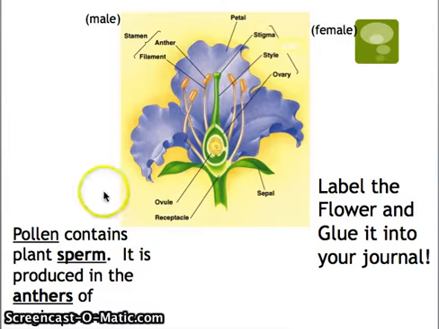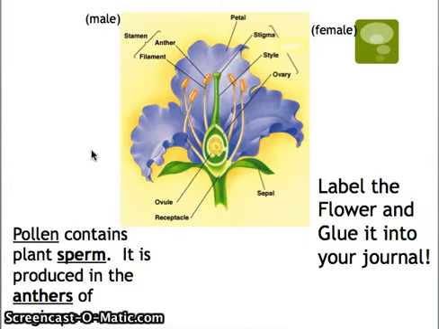Now, you need to draw this picture. You need to label it. You need to label the male parts and the female parts. Pause the video, get it done, and don't complain. You don't have to be an artist. Sketch it. It's not a huge deal, but get it done.